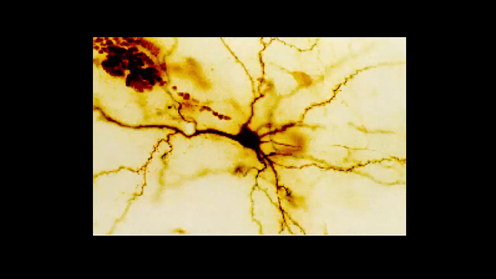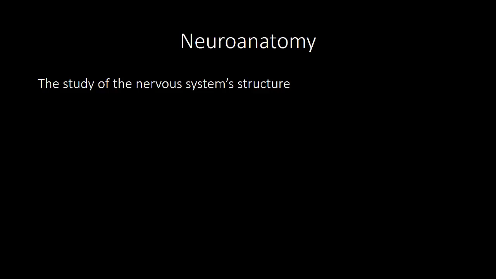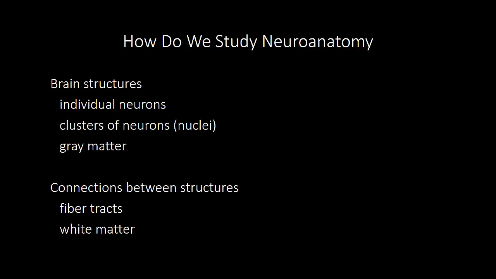In this lecture, I'm going to spend a little bit of time talking about these guys. I'm going to talk about some of the techniques we use to study these and some of the basic neuroanatomy we've learned from that. Neuroanatomy is the scientific study of the nervous system's structure. That's it. How do we study neuroanatomy?